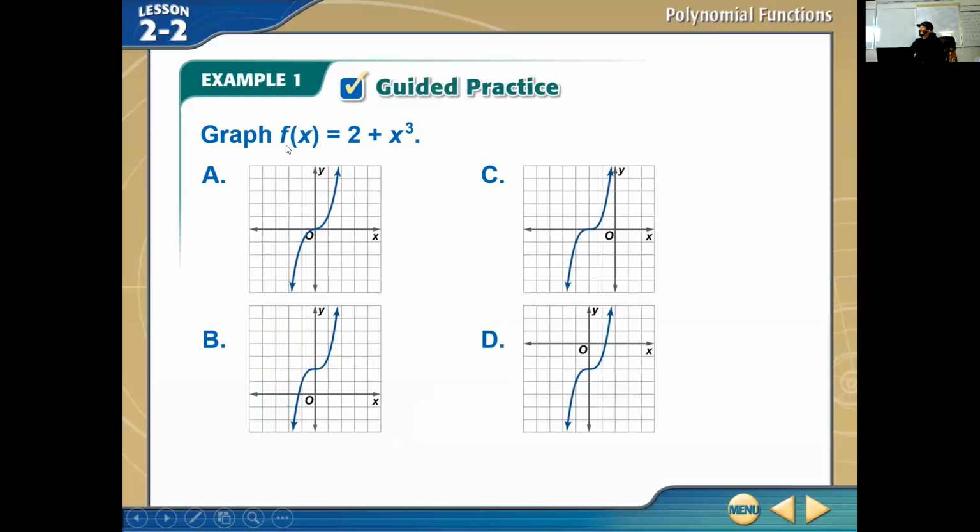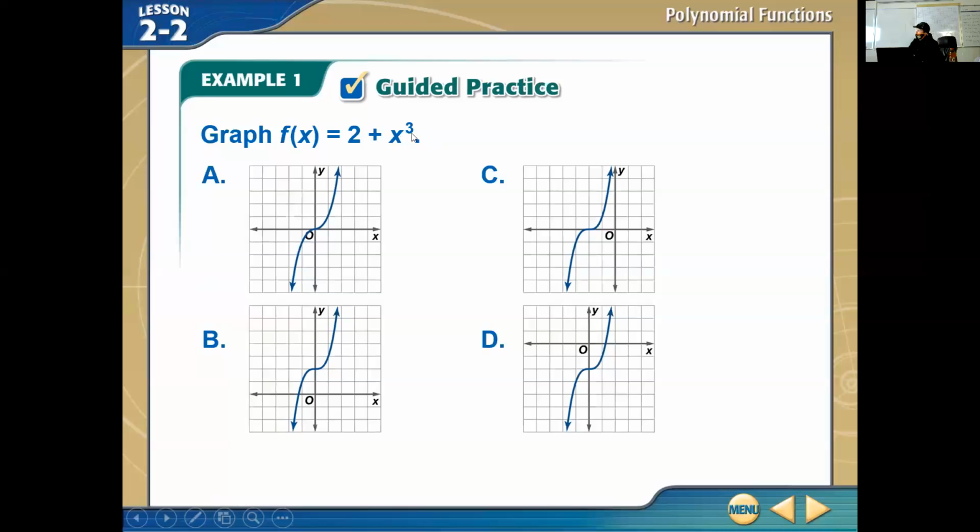Okay, so graph f of x, which is equal to 2 plus x cubed. Okay, when it comes to a vertical translation, it does not matter if it is on the inside or the outside. Okay, if it's addition or subtraction, the order does matter. Since this is addition, we could rewrite this as x cubed plus 2. That way we get it in a format that's more familiar to ourselves. But it's going to be the graph of x cubed shifted 2 up.